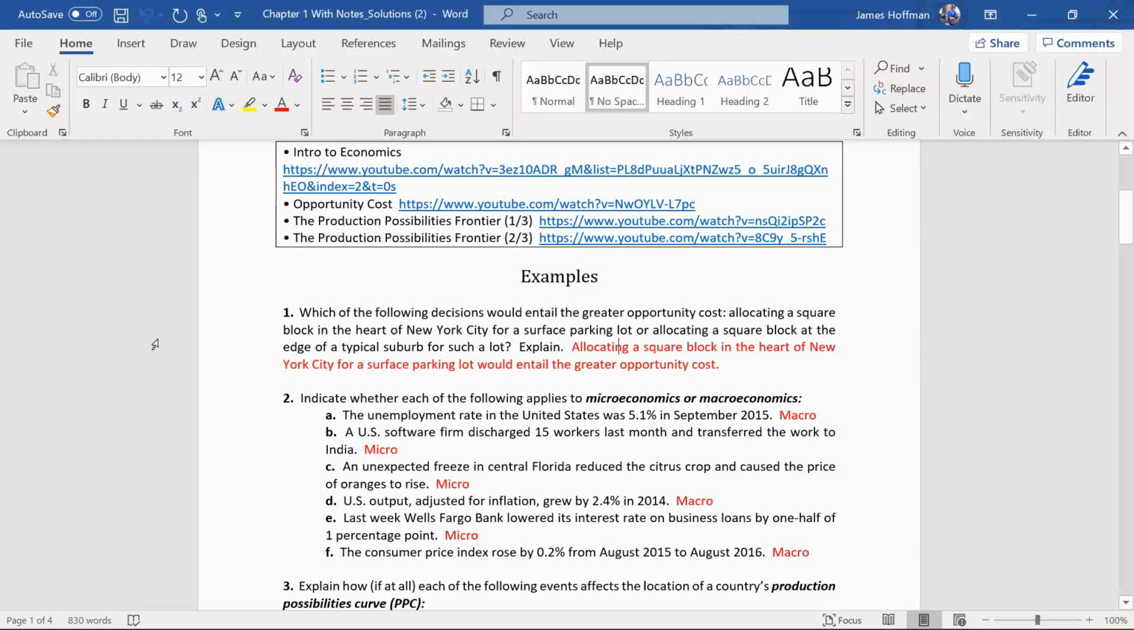Okay, so allocating a square block in the heart of New York City would entail the greater opportunity cost, because the second best option, whatever you give up, is more valuable than what you give up as a second best option in the suburb. So whether your second best option is a new housing unit, a new restaurant, whatever, it's valued more, and so therefore the opportunity cost of that second best option is higher.